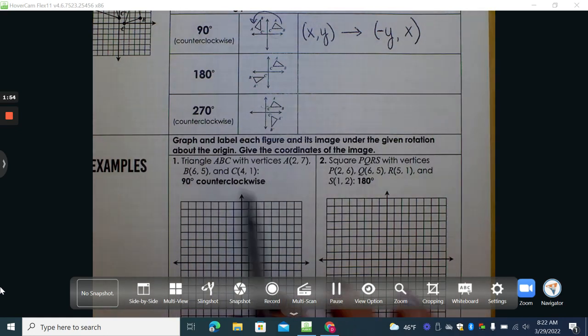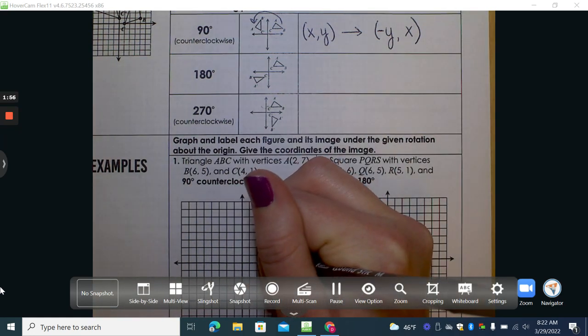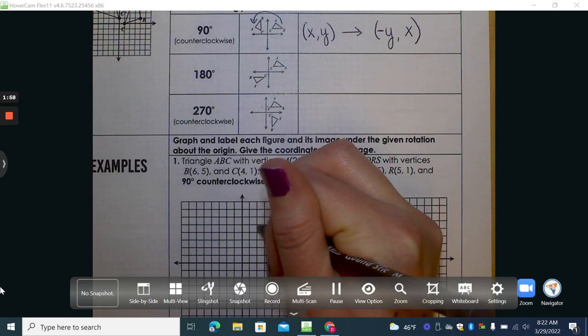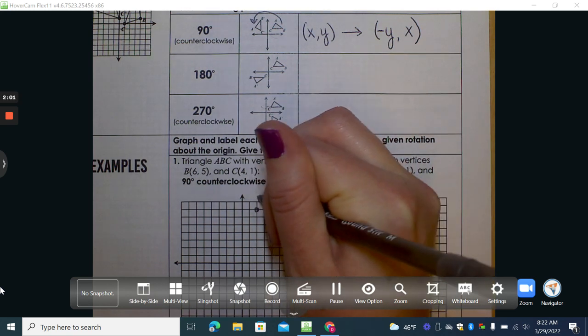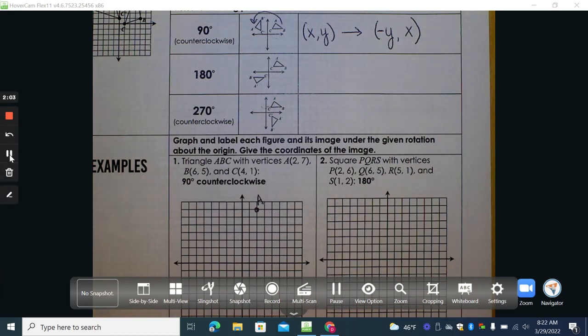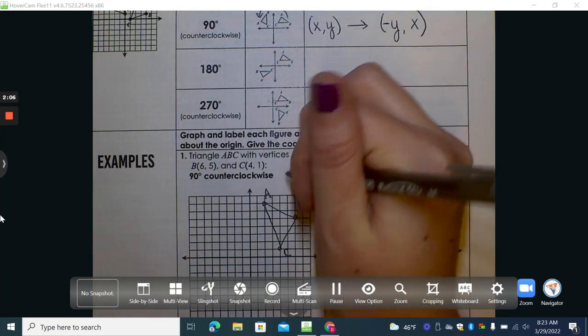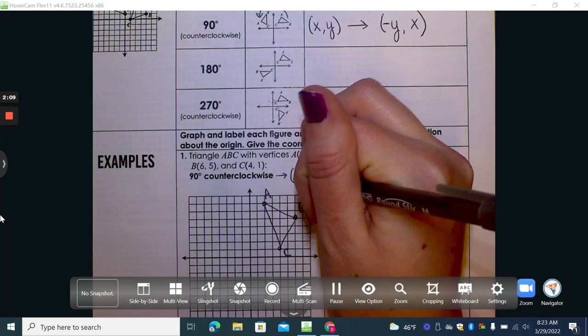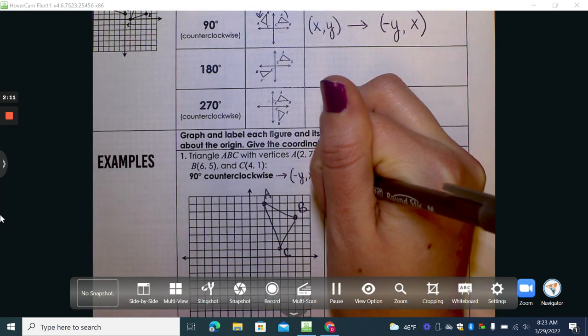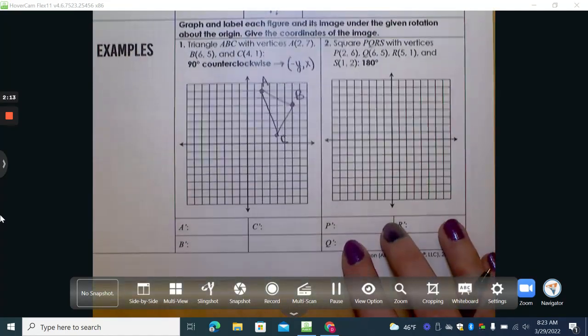I want you to go ahead and graph those. A is at (2, 7). Go ahead and graph B and C. So graph A, B, and C. And then I'm going to actually write myself a little note. I'm going to change everything to (negative y, x). That way I can move my screen up here a little bit.